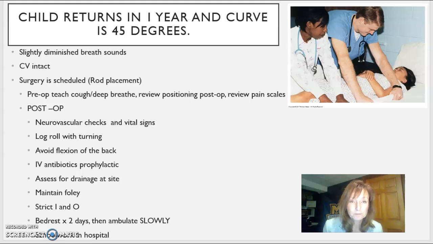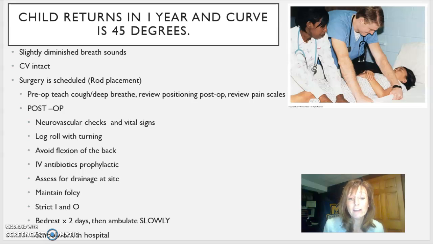When we are going to move the patient, we have to log roll them. So that's a pens up. We can't have them turning their back in different positions. We need to keep that back perfectly straight. So if you see that picture in the top right-hand corner of the screen, it's also in your book. That's an example of how you need to log roll a patient. You have 2 nurses helping you, keeping that perfect alignment with the patient. We're definitely going to avoid any flexion of the back.